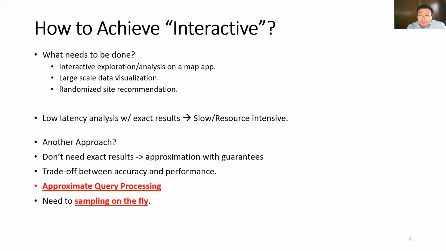In a lot of cases, people don't really need exact results to get an idea of their data and make decisions. In fact, they're pretty happy with approximation with guarantees. This opens up an opportunity to trade off between query performance and result accuracy. In past years, this approach has grown into a thriving research area called approximate query processing, or AQP for short. With an AQP approach, a lot of approximate algorithms rely on random samples drawn from the underlying data. So there's a natural need to draw spatial samples on the fly in such an interactive spatial analysis platform supported by an AQP approach.